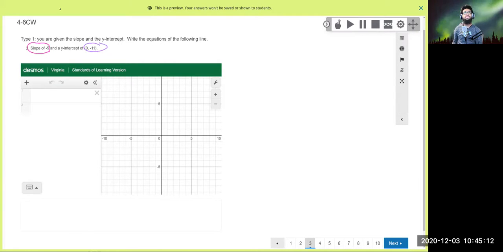So our goal is to write an equation that looks like y equals, and I'm going to keep my colors the same. My slope, I'm going to try and keep it this pink color, mx plus b. And in case you don't remember, our b is our y-intercept, and our m is our slope.